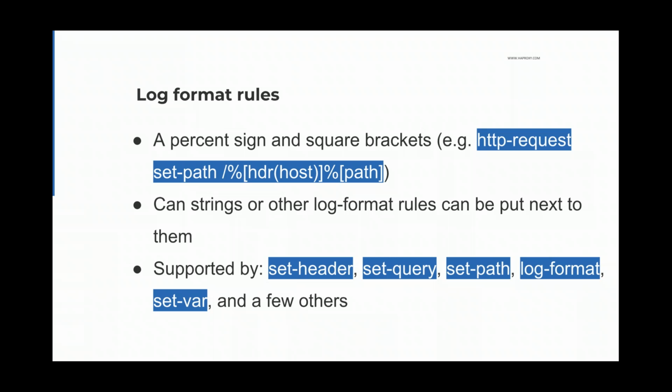Log format rules. This we've talked about a little bit, and it's very similar to HAProxy, very similar to ACLs rather, and it's used for a lot more than simply log formats. In this case, you can see we're using an http-request set-path to include the host header and then append the actual path. So if you were making a request to example.com/foo, that would change the URL to /example.com/foo to the actual backend without notifying the client of anything.